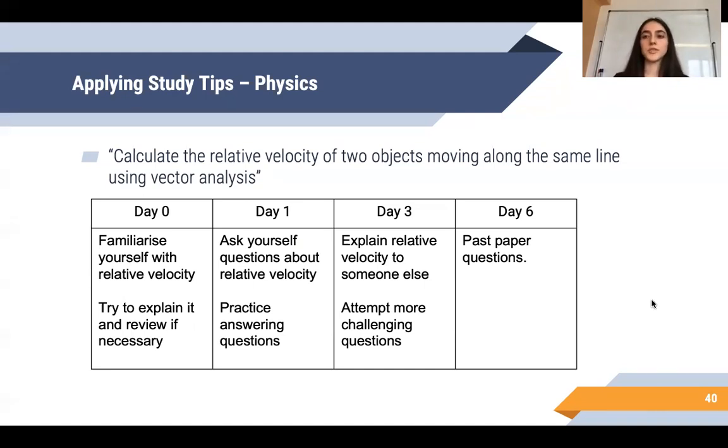So explaining it to someone else is a bit harder than explaining it to yourself, because when you explain it to yourself, you tend to be a bit more linear. So when you explain it to someone else, you're a bit more serious about it. And you also attempt more challenging questions on day 3. And then on day 6, you can do past paper questions. If at any stage you struggle, then you go back to day 0 and you review the content, and then you revise again after 1 day, 3 days, and 6 days.